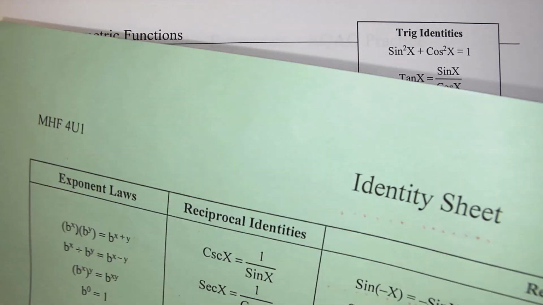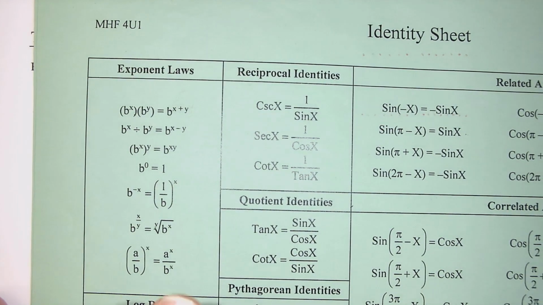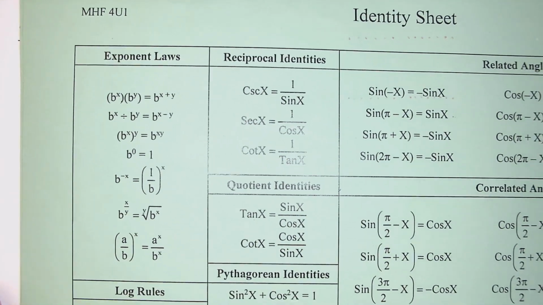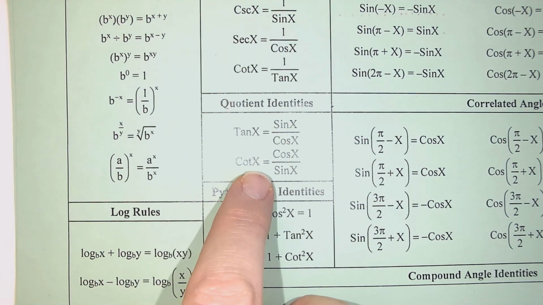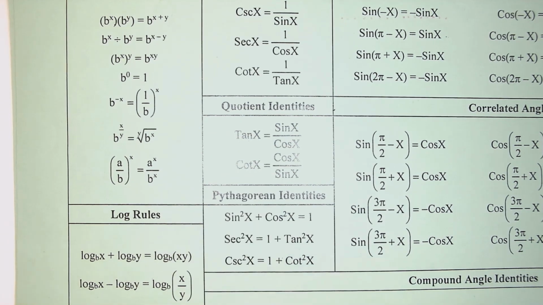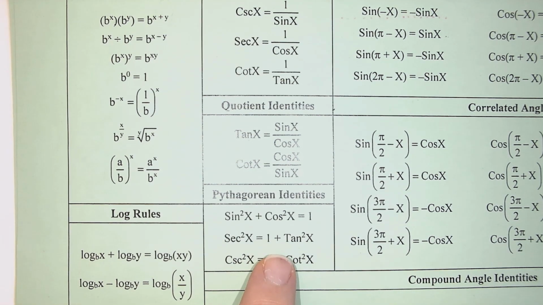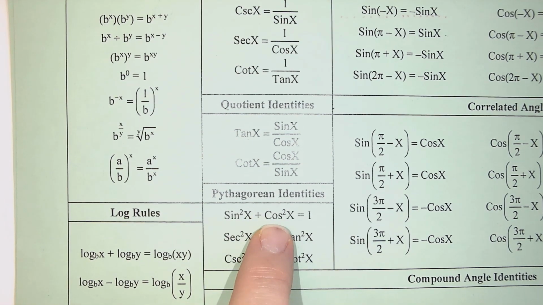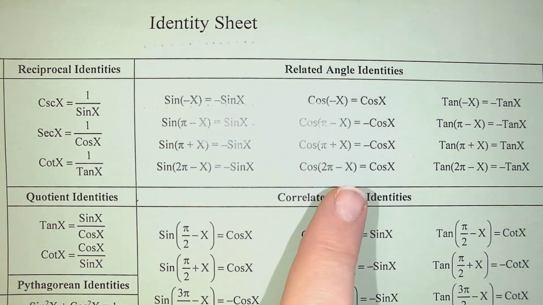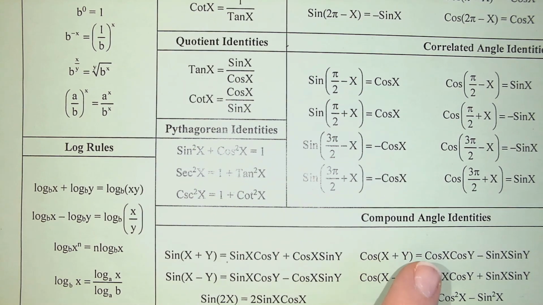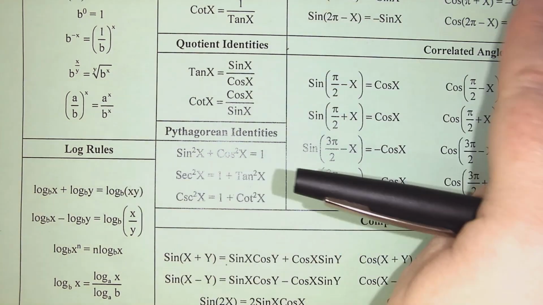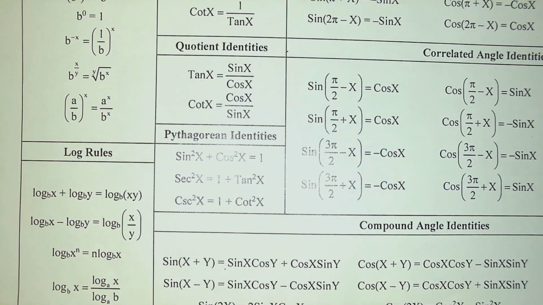Now, these can be found on your green package in the section of reciprocal identities and quotient identities. There are other identities. There's Pythagorean. Actually, we're going to look at the first one in the Pythagorean. We've got related angle, correlated angle, and the compound angle at the bottom. Until we prove all of these, we are not using them.